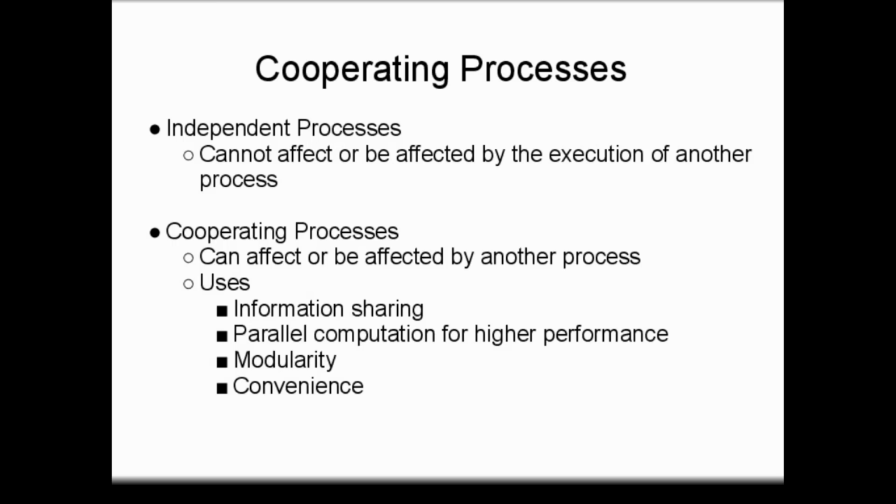Alternatively, processes can share information between themselves and thereby affect each other. When this occurs, we say that the processes are cooperating. Cooperating processes may be used for a variety of reasons, including information sharing, implementing high-performance parallel computation, increasing the modularity of a program implementation, or simply for convenience when implementing certain designs.